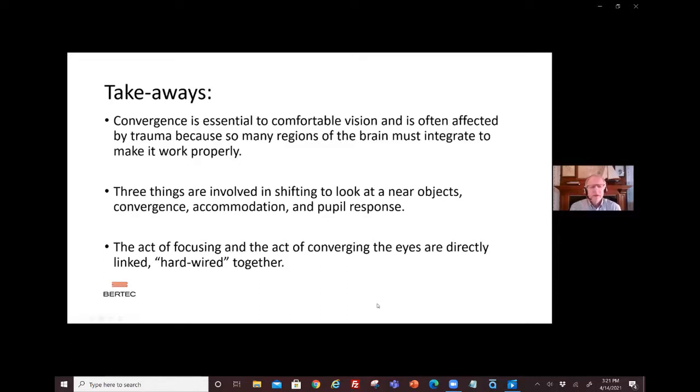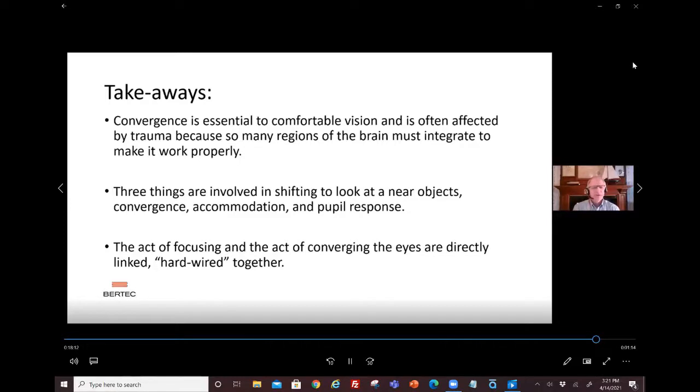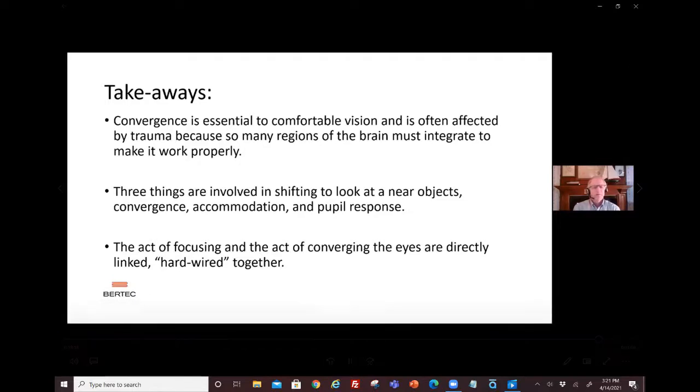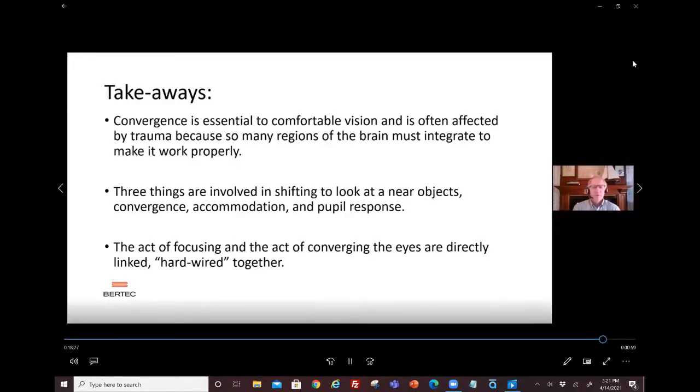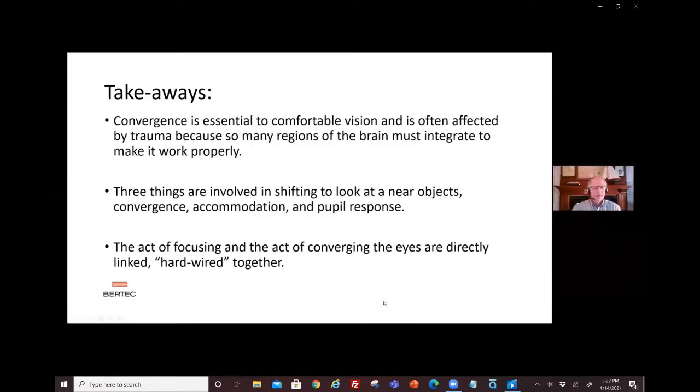Things that I'd like you to take away from this presentation is what is convergence and how it relates to accommodation. You're going to see convergence problems in a large number of your traumatic brain injury, mild traumatic brain injury, and stroke patients. It's the first thing you should look for. Three things that are involved in shifting focus are convergence, accommodation, and pupil response. Those things all happen together. So when you see a problem with one, it can affect the others. And these three things are hardwired together.